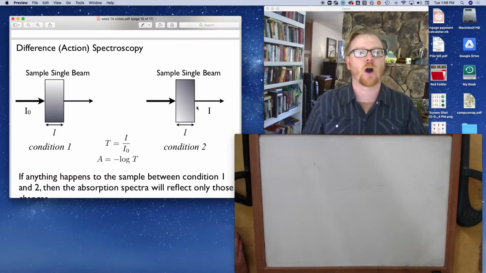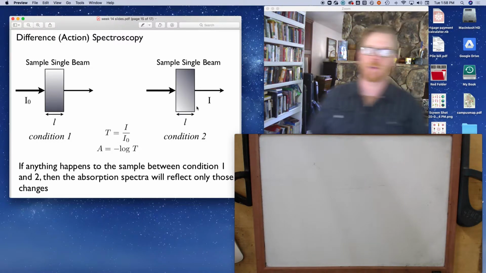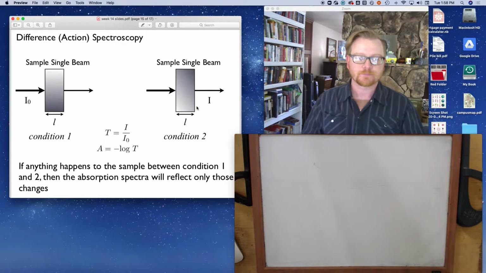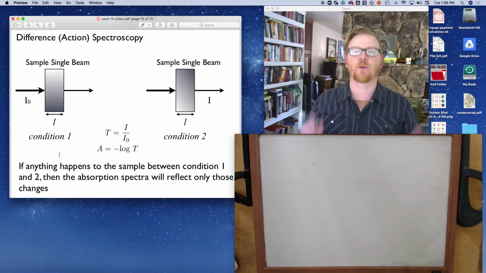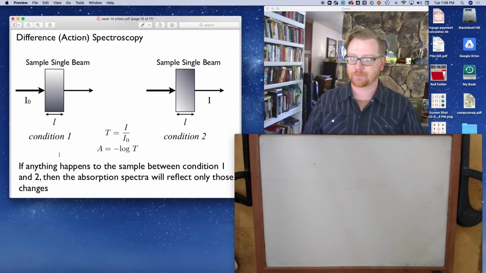So this is what we call difference spectroscopy, or sometimes action spectroscopy. And the idea behind this, so remember we talked about single beam spectra and absorbance spectra. Imagine that you have two different conditions, condition 1 and condition 2. And in condition 1, you still have your sample. This is not a background. This is the sample that you want to investigate. You take a single beam spectrum, okay?